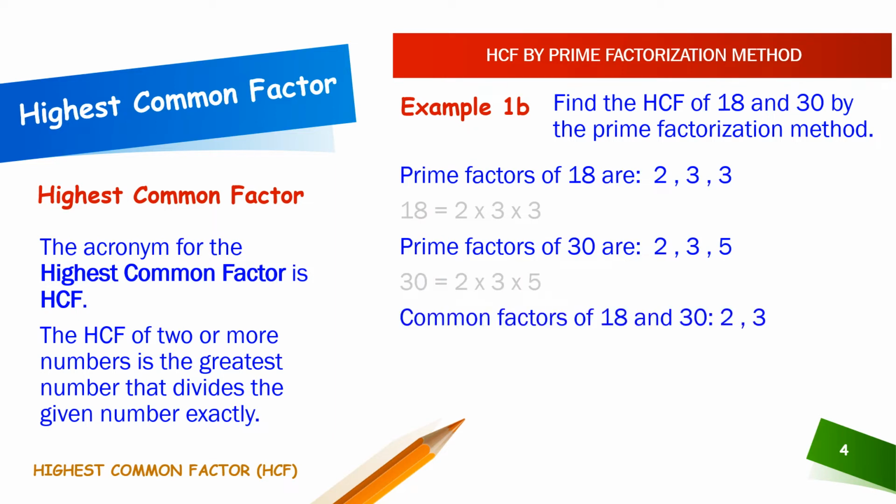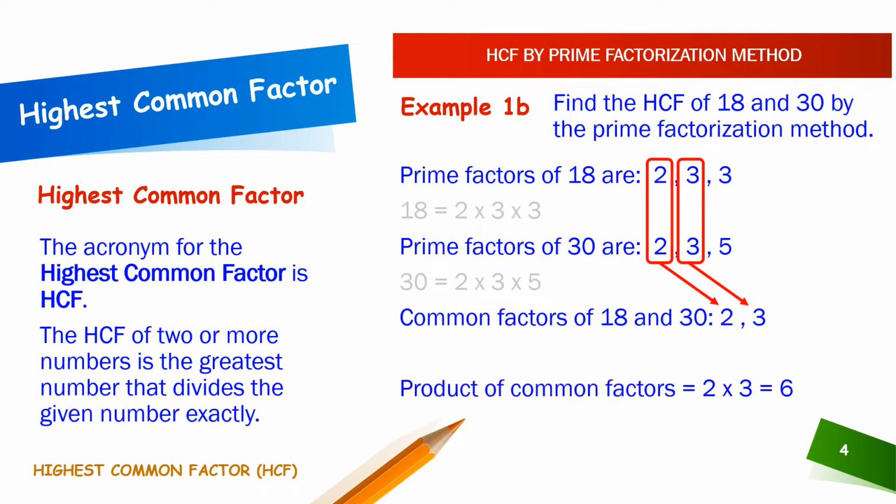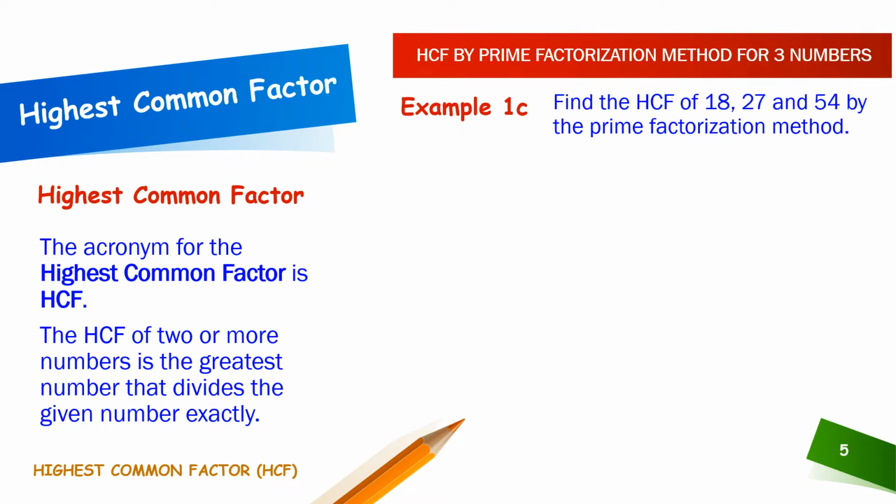The common factors of 18 and 30 are 2 and 3. Therefore, the product of the common factors is 2 times 3, which is 6. And therefore, the highest common factor of 18 and 30 is 6. We will now try to find the HCF of 18, 27 and 54 by the prime factorization method.